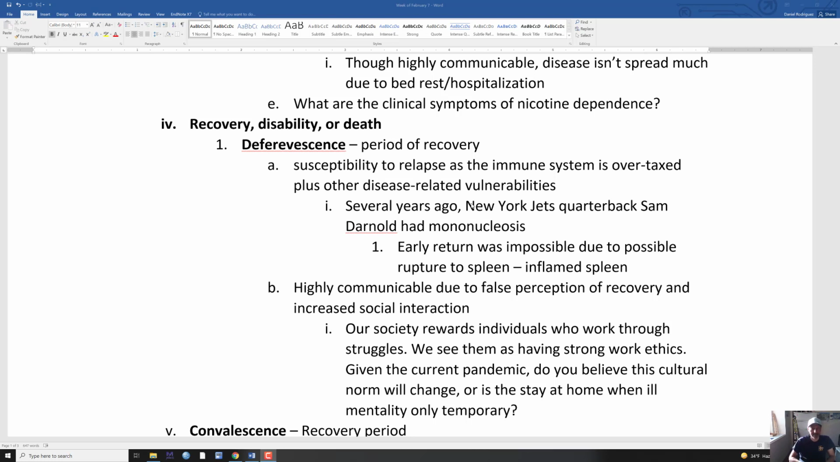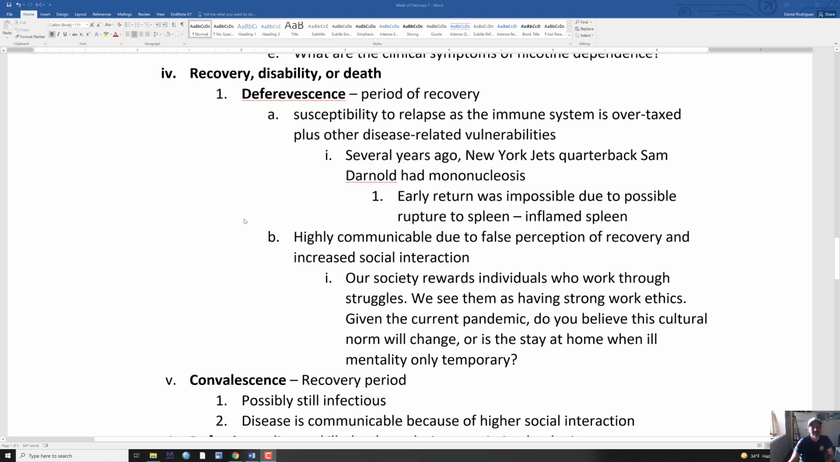So there are these vulnerabilities. A good example of this was several years ago, back when Sam Darnold, who's now with the Carolina Panthers, played for the New York Jets, and he had mono. People were always saying, well, when can he return? Can he return early? His healthcare providers didn't allow him to return early because they were worried that even though he was feeling better, his spleen was still inflamed and it could rupture. So even though you feel better, doesn't mean that you should be going out and performing whatever activities you do.